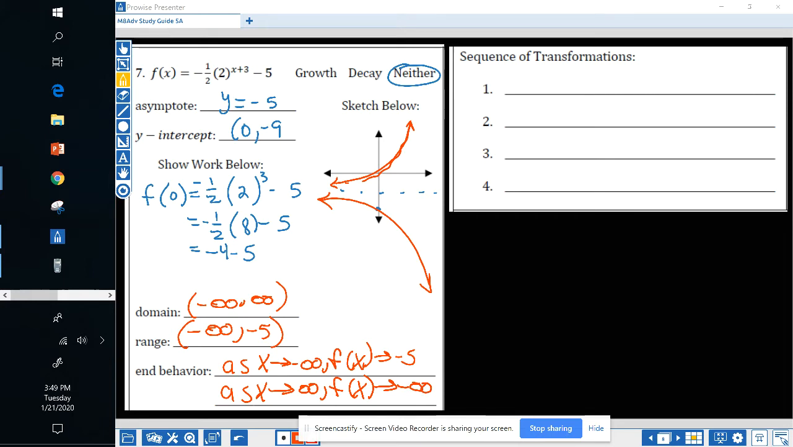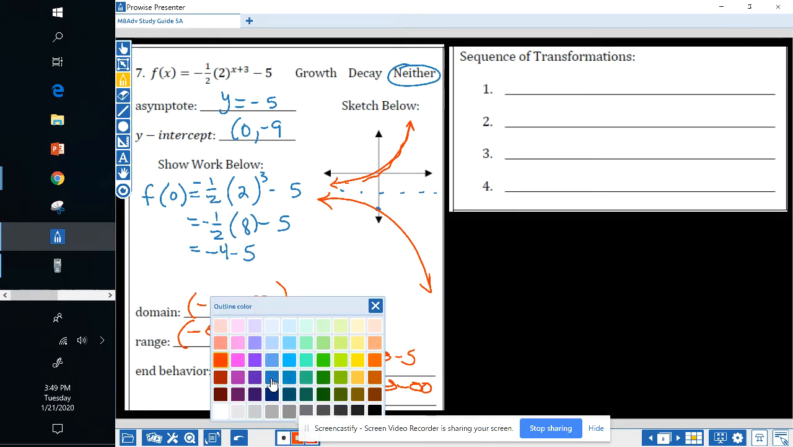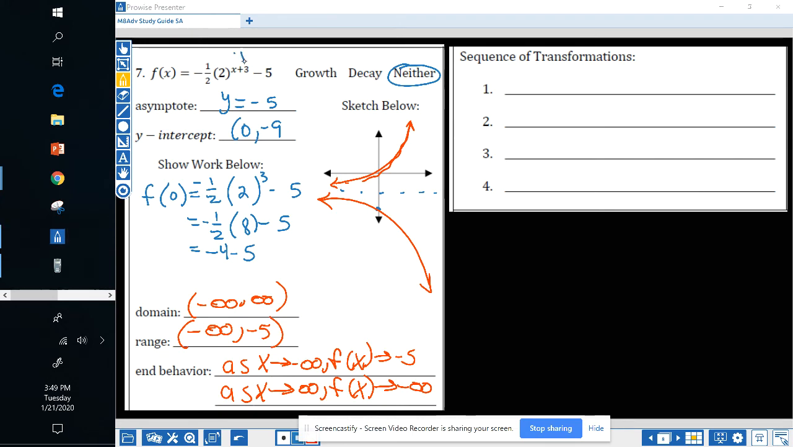Now let's do our transformations. I'm going to number these. So first, we're going to look at the exponent, and it's 3 units to the left. Then we're going to look at the absolute value of our a. So just this part, that's going to be number 2. It is between 0 and 1, so that is a vertical compression or shrink by a factor of 1/2.